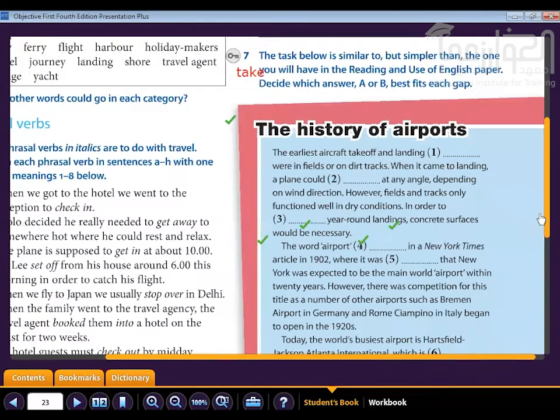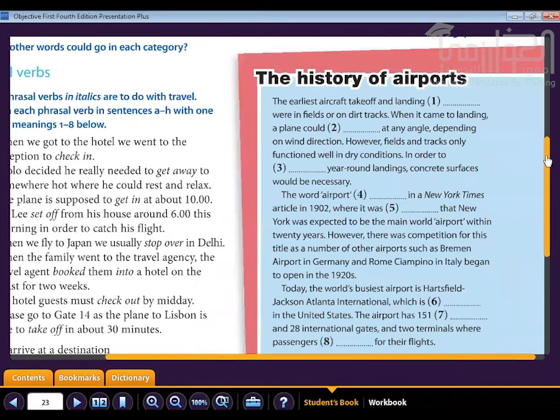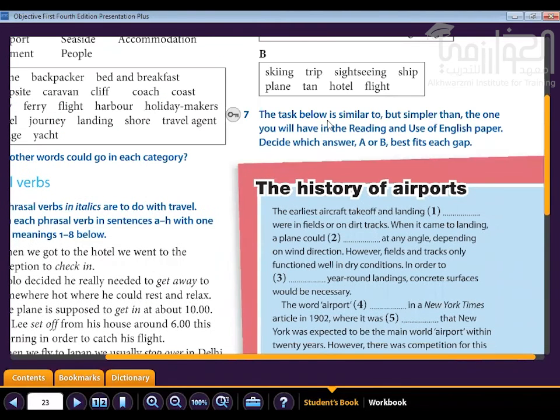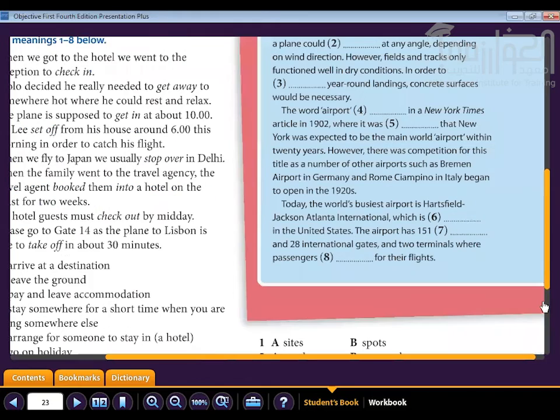Okay, so now let's scroll down and look at this activity. Now we are to complete. The task below is similar to, but simpler than, the one you will have in the Reading and Use of English paper. So one of the exam papers is exercises there in Reading and Use of English. Now decide which answer, A or B, best fits each group. So these are the possible answers.